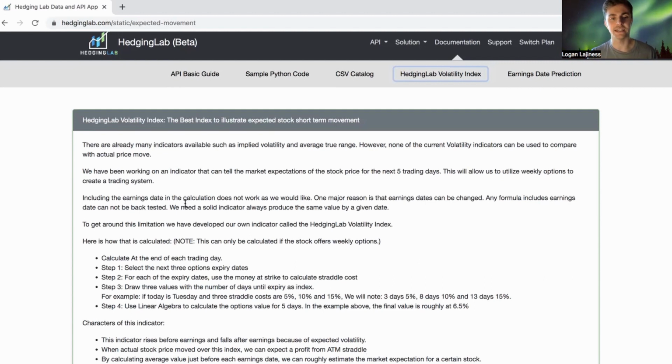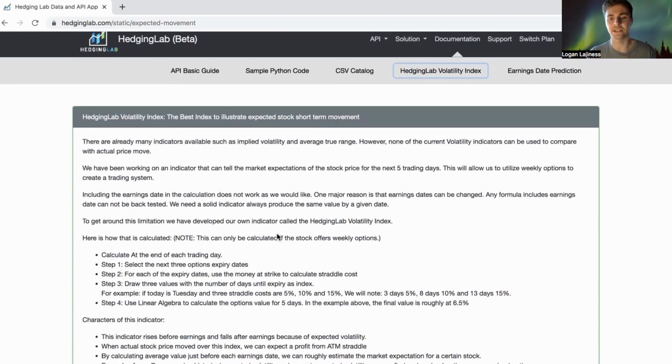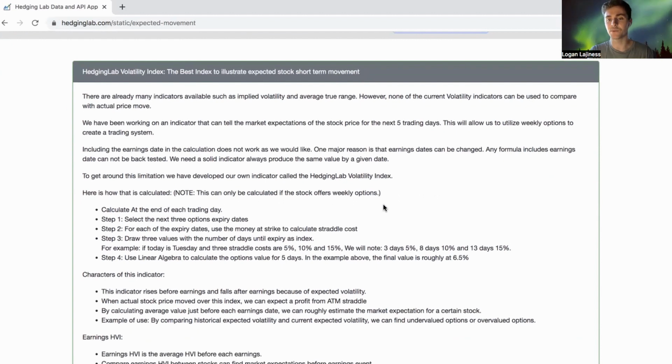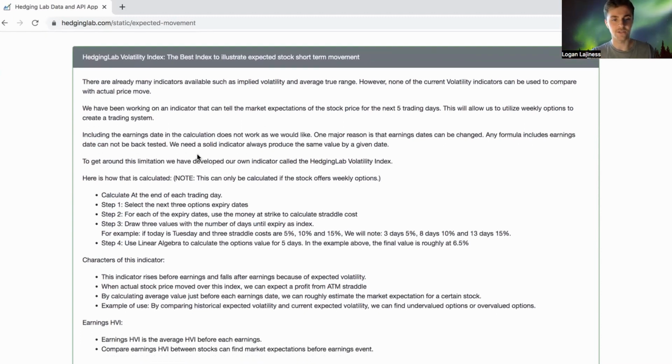Include the earnings date, and the calculation does not work as we would like. One major reason is that the earnings dates can be changed. Any formula that includes earnings dates cannot be back tested. We need a solid indicator that always produces the same value by the given date. So to get around this limitation, they developed their own indicator called the Hedging Lab Volatility Index.